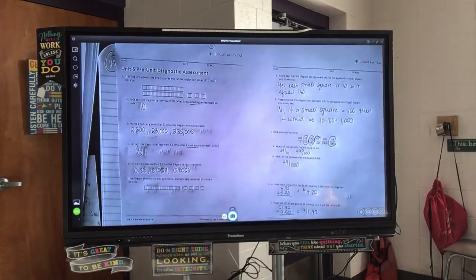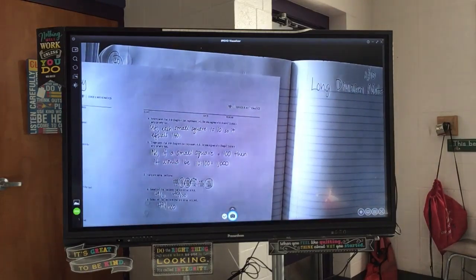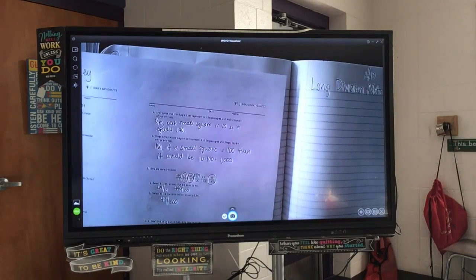It's saying now that the diagram has four squares and one rectangle composed of 10 small squares. So A, it says yes, these squares can equal 140 because if each one of them are 10, you add them up. Okay. B says Diego says that the diagram can represent 410.